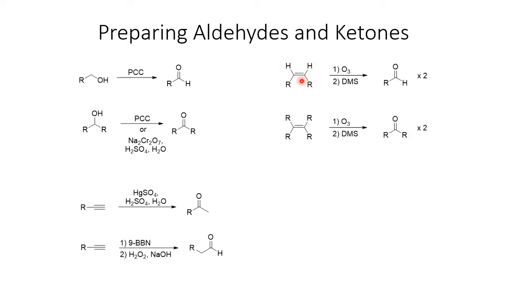We learned that ozonolysis can produce aldehydes or ketones depending on what types of groups are attached to the carbons of the alkenes. So if the alkenes have H's attached, it's going to produce aldehydes. If they have only R groups attached, they will produce ketones.